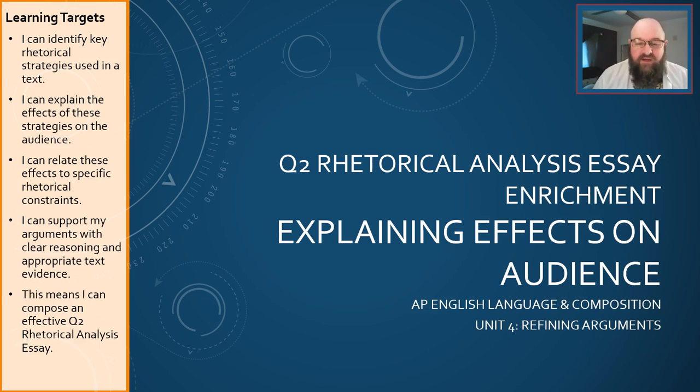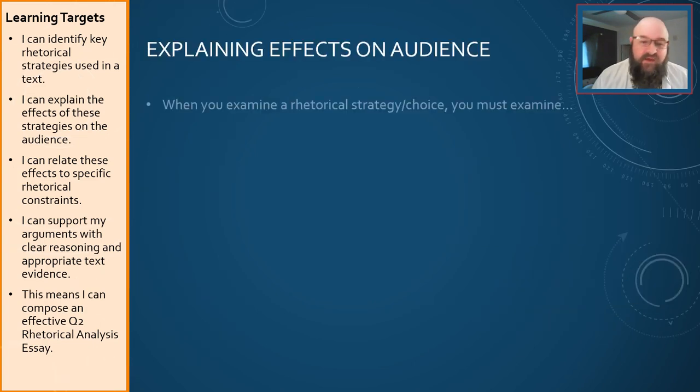This one is over explaining the intended effects of a rhetorical strategy on an audience. So when you examine a rhetorical strategy or rhetorical choice, whatever the language of the prompt asks you about, really you're trying to do four things.